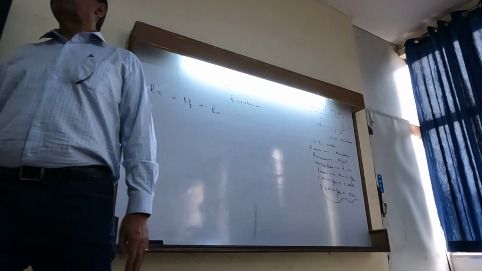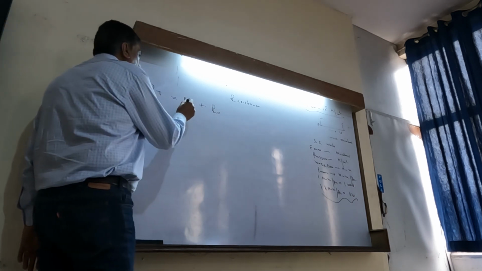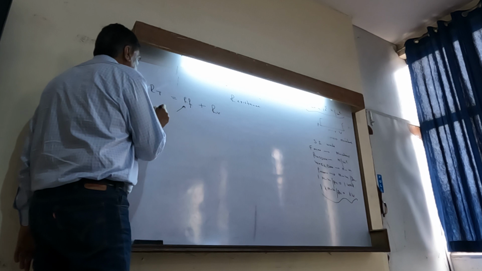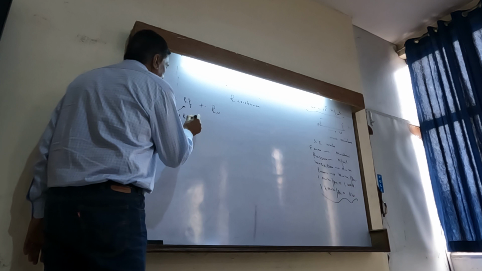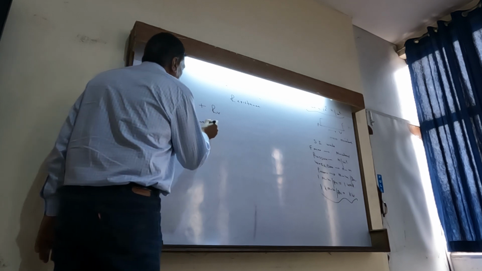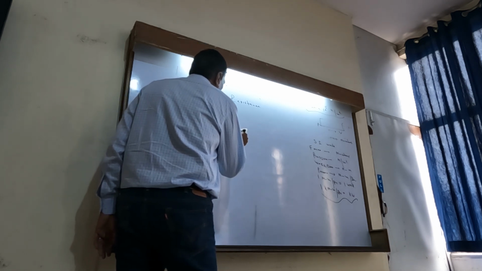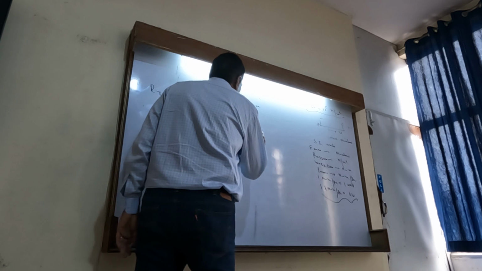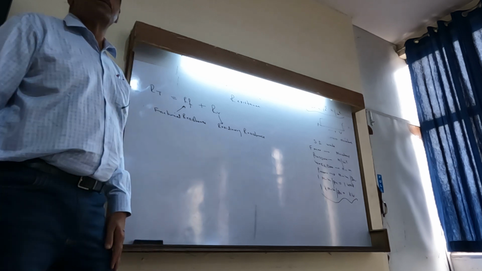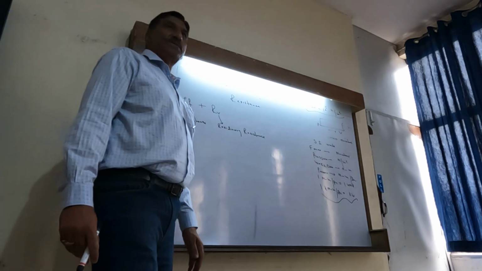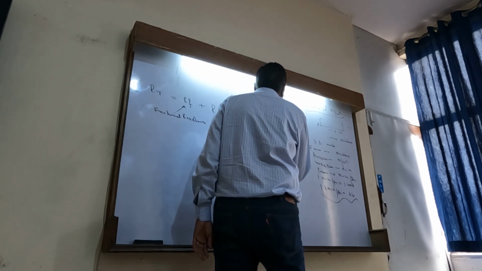This resistance is called residuary resistance. So that means this one is frictional resistance, and this one is residuary. Residuary resistance is also called wave making resistance. Wave making resistance.